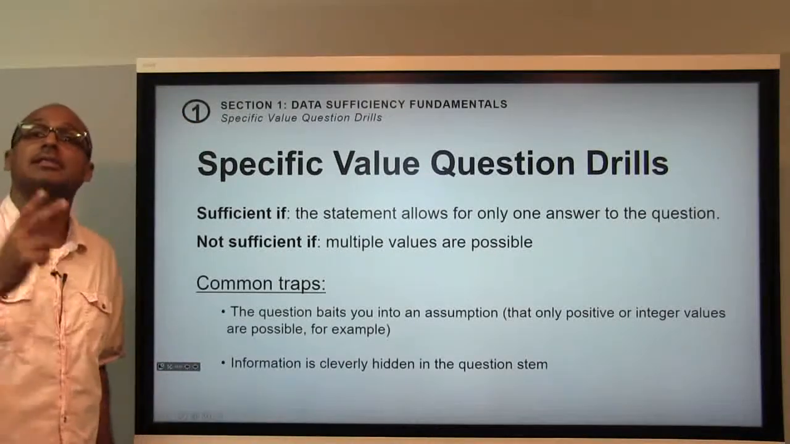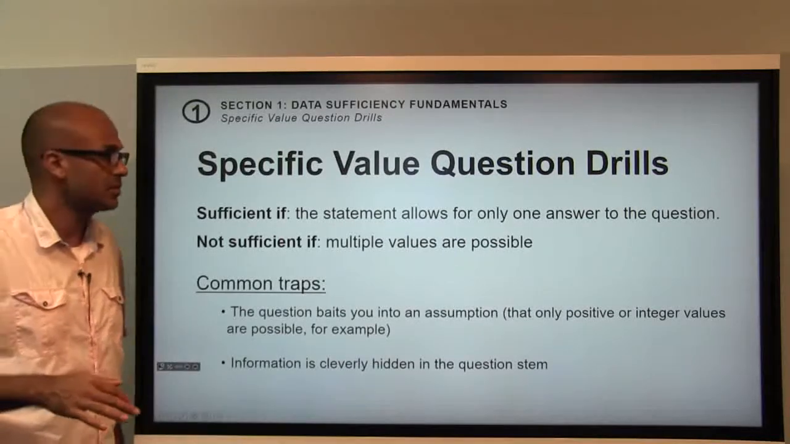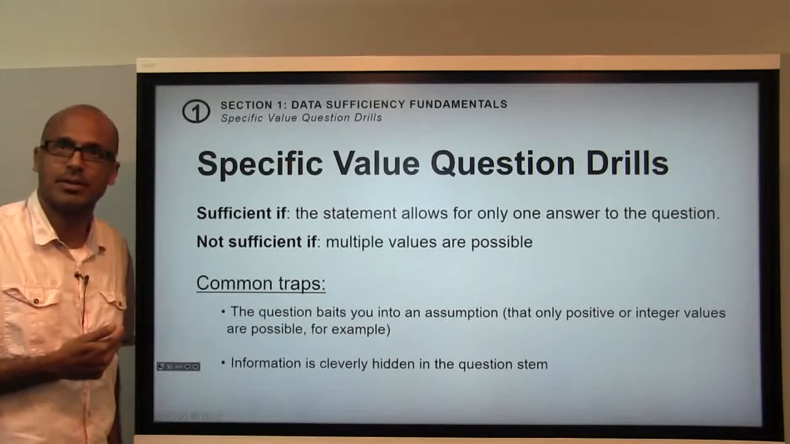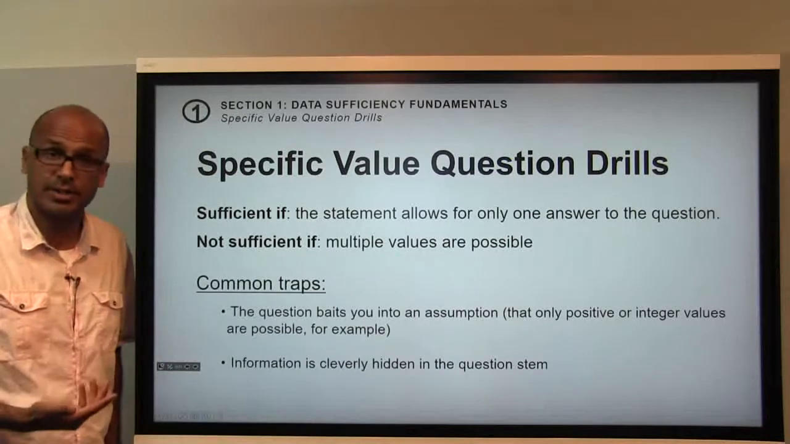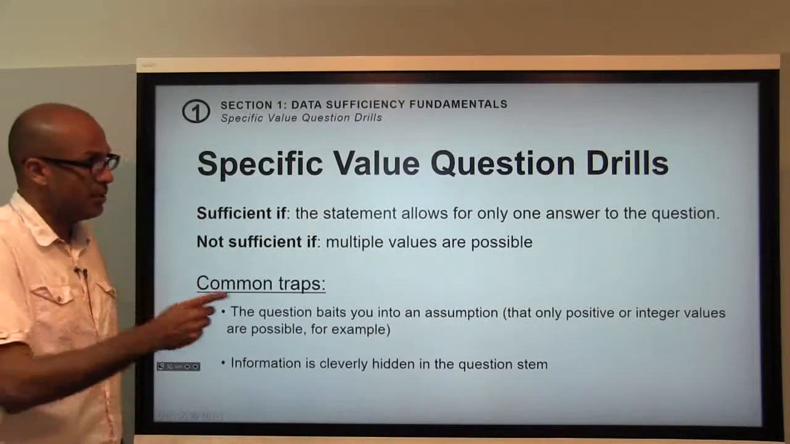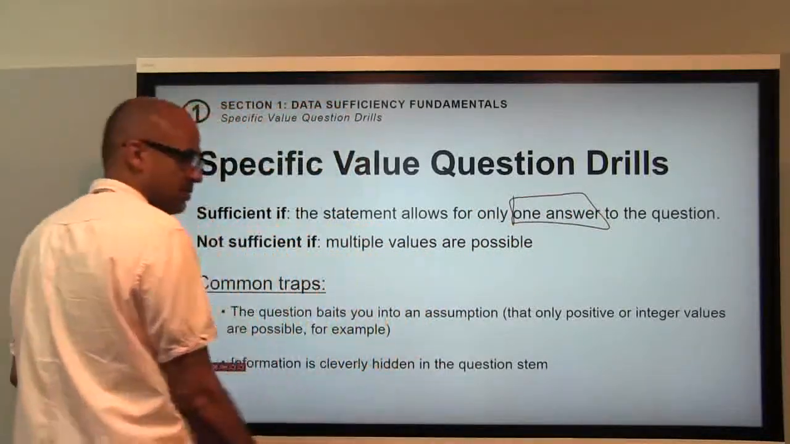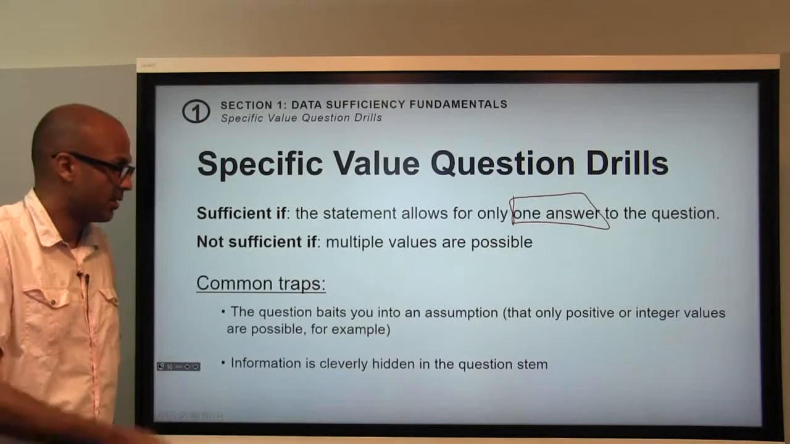I want to get to the second question type we will face. Only 2 question types. The value question. The value question is going to be sufficient if you get one value. What will constitute not sufficient?